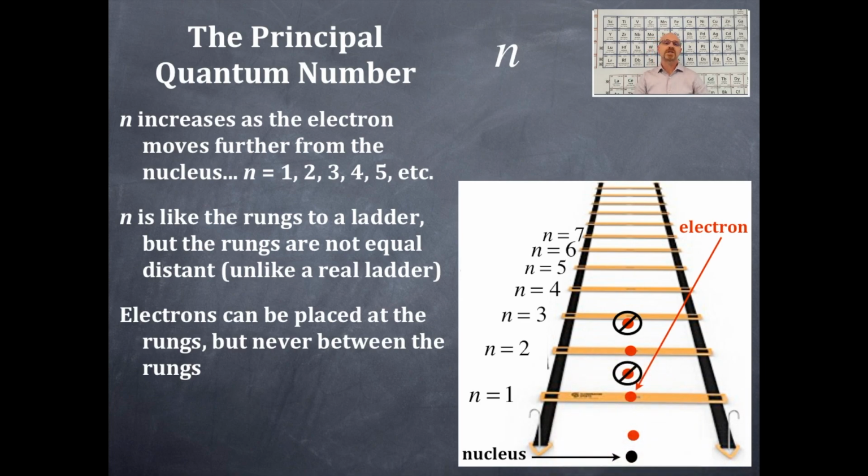Okay? And of course, you cannot have an electron in between the nucleus and the first step of the ladder, that is the first N value for the principal quantum number. That's impossible too. Okay? Good.